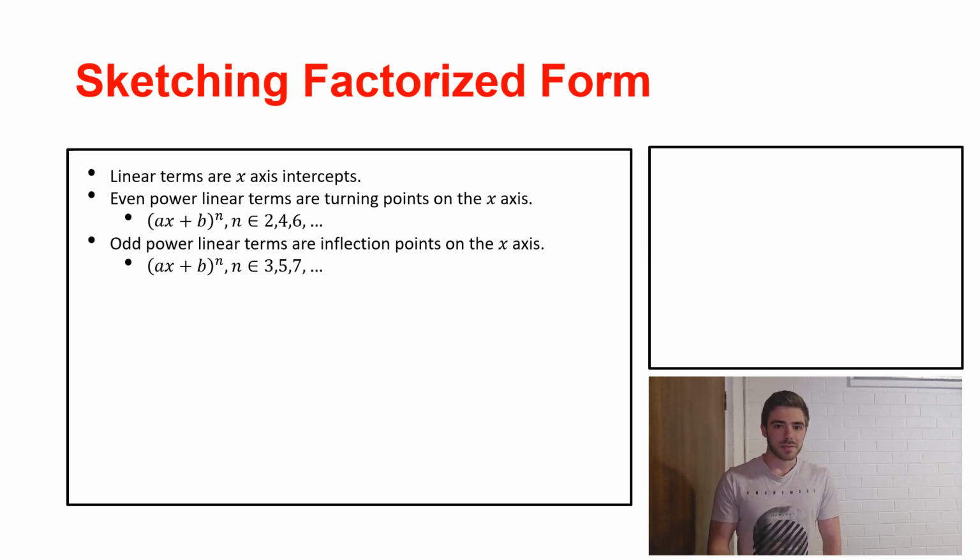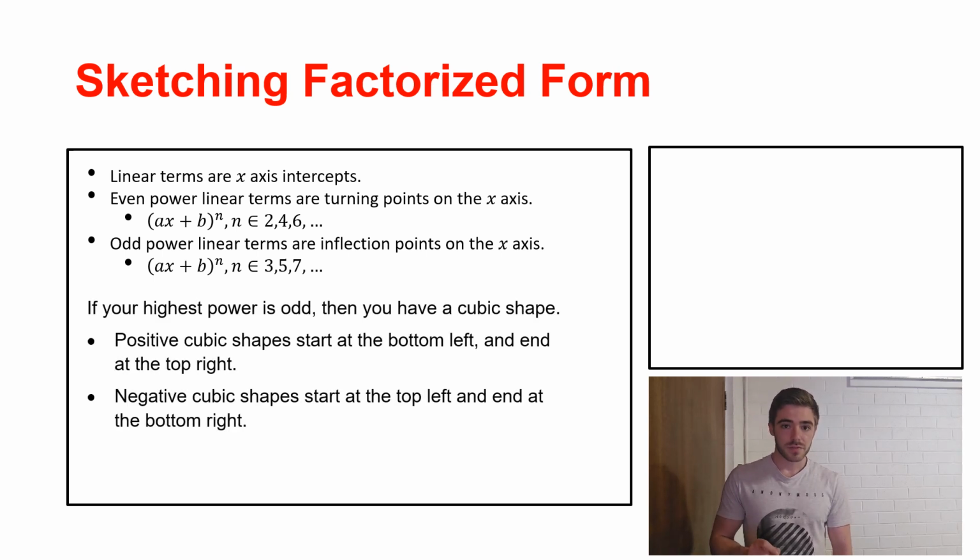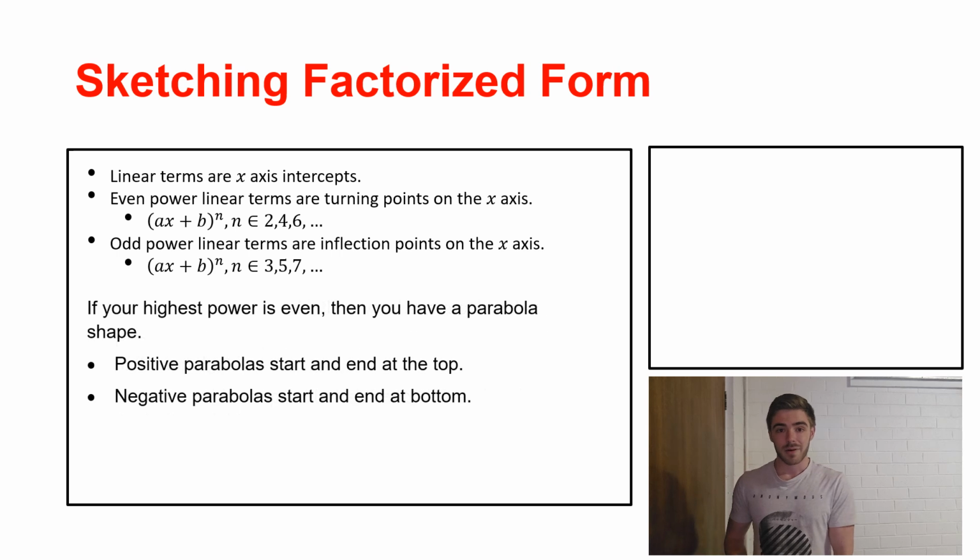The next thing to worry about is that not all polynomials have a cubic shape. Some of them have a parabola shape. If your highest power is odd, then you have a cubic shape, in which case there are 2 possibilities. If your cubic is positive, then it's going to start at the bottom left and end at the top right. If your cubic is negative, then it's going to start at the top left and end at the bottom right. If your highest power is even, then you have a parabola shape, in which case there are once again 2 possibilities. If you have a positive parabola, then you start and end at the top. If you have a negative parabola, then you start and end at the bottom instead.